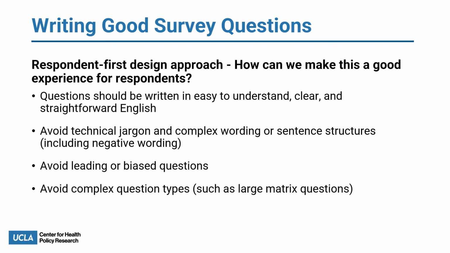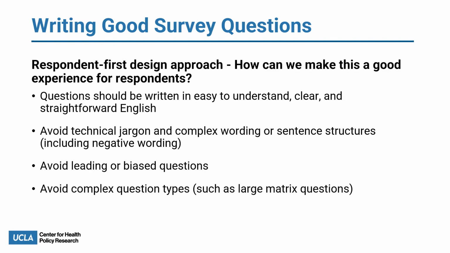When we think about equitable questionnaire design, we start with the basics, writing good and straightforward questions. A respondent-first design approach asks, how can we make this a good experience for the people taking the survey? That begins with using plain language. Questions should be written in clear, straightforward English, avoiding jargon, technical terms, and complicated sentence structures. For example, it is easy for many of us to overcomplicate our sentence structure by asking something along the lines of, to what extent do you support?